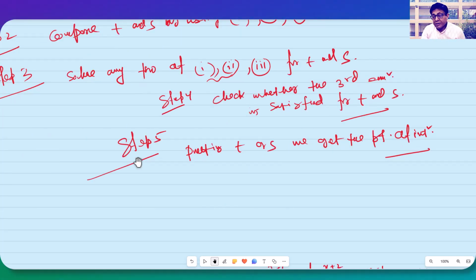Now the question is, if the third equation is not satisfied by t and s, then what will happen? That also you need to check. When you are checking this, imagine that the third equation is not satisfied by those values of t and s you got by solving any two equations. Then the third equation will not be satisfied. We draw the conclusion that the lines do not intersect.